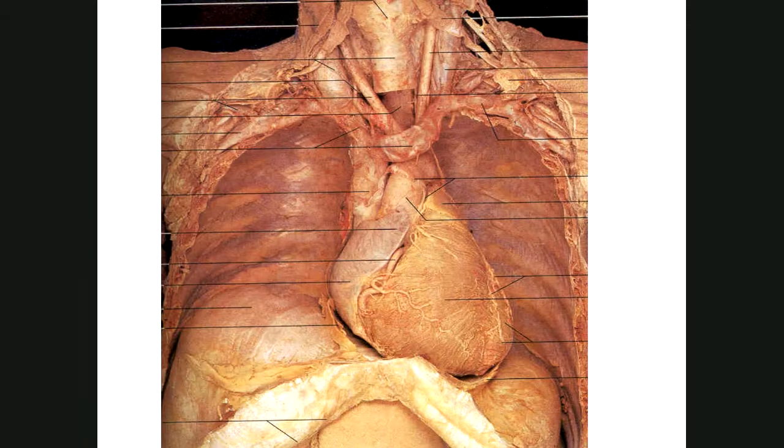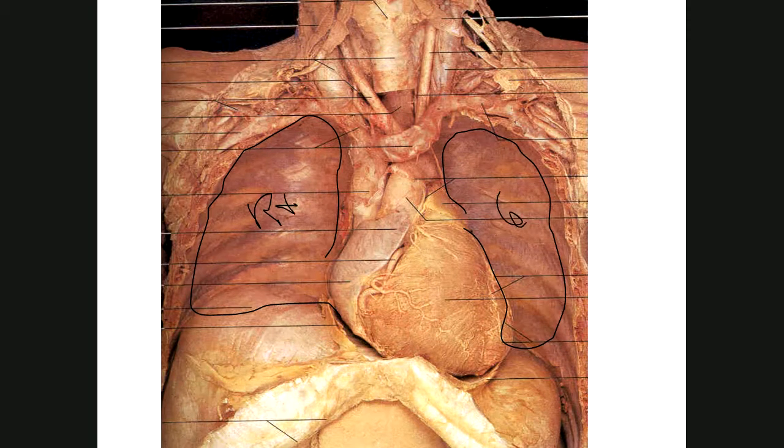By the way, look at this. This is the space for the right lung. And this is the space for the left lung. Look how much bigger the right lung is than the left lung. And again, that's because the heart is not in the center. It's 2/3 to the left of center.